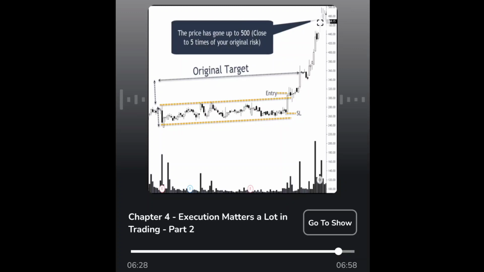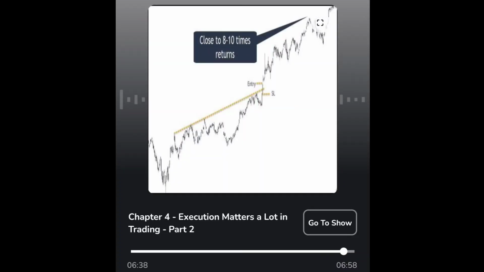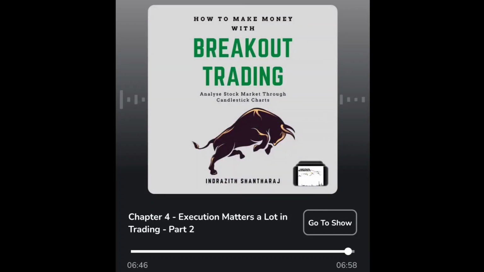It would have given 5 to 6 times the returns of your original risk for your 25% position. The image 4.15 explains another story of partial exit. It would have given 8 to 10 times the returns of your original risk for your 25% position. I hope that after seeing these examples, you have understood the power of partial exit.